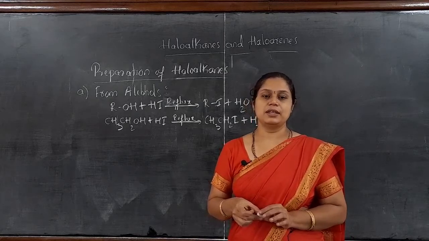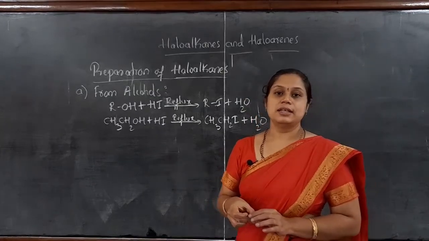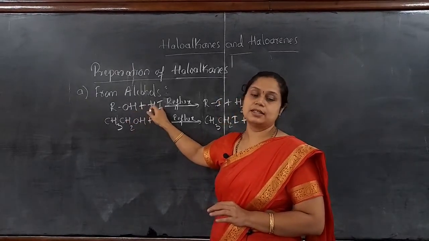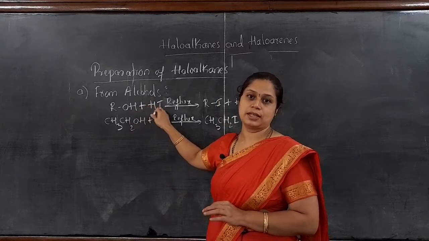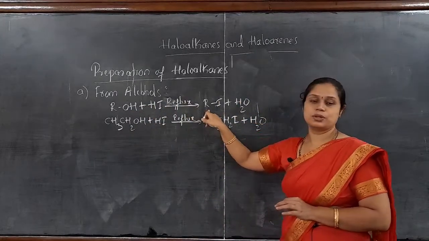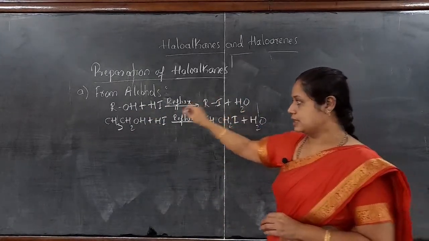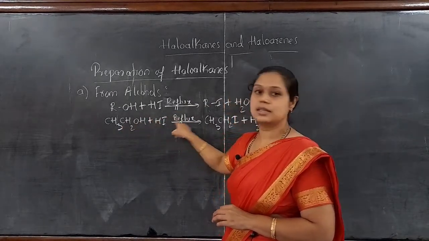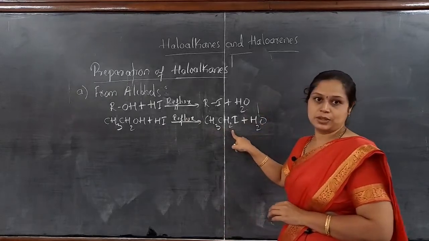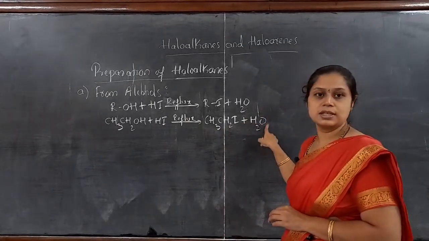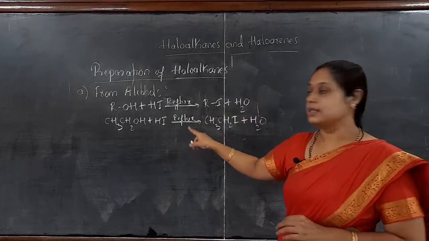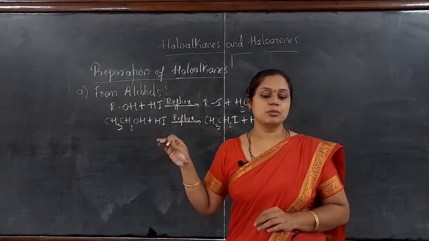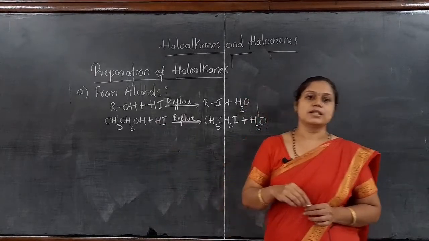Iodoalkanes can be obtained by heating alcohol with constant boiling hydroiodic acid, that is, 57% hydroiodic acid. When it is reacted, we are going to get the iodoalkanes. If I take an example here, ethyl alcohol, when it reacts with hydroiodic acid, we are going to get ethyl iodide, and H2O is the leaving group. Hydroiodic acid can be prepared in situ, in the sense in the reaction only, by the action of phosphoric acid on potassium iodide.